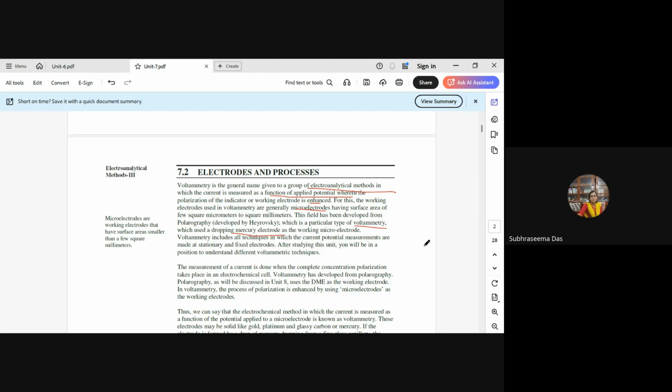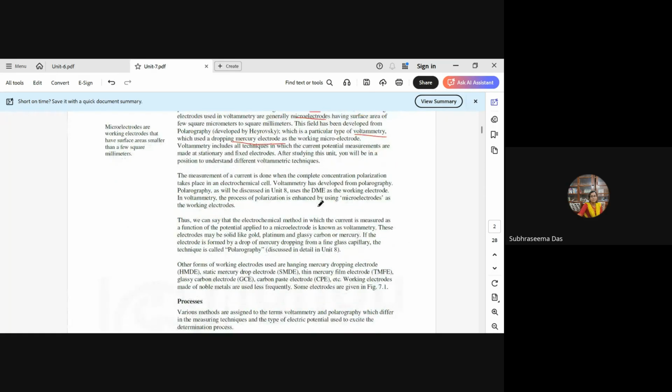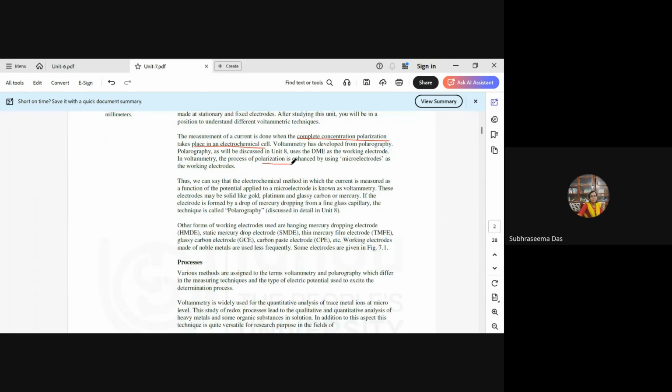Voltammetry includes all techniques in which the current potential measurements are made at stationary and fixed electrodes. The measurement of a current is done when the complete concentration polarization takes place in the electrochemical cell. Voltammetry has been developed from polarography. In voltammetry, the process of polarization is enhanced by using microelectrodes as the working electrodes. Thus, we can say that the electrochemical method in which the current is measured as a function of the potential applied to a microelectrode is known as voltammetry.